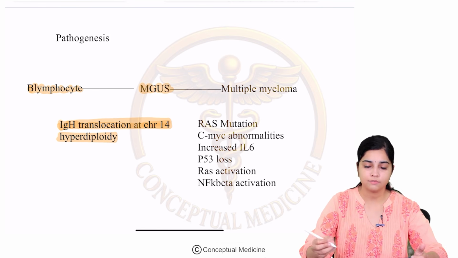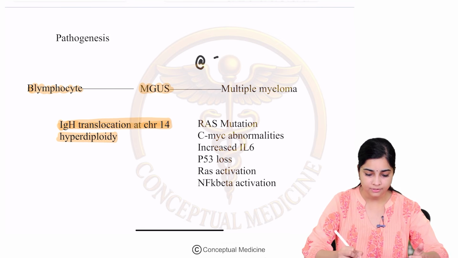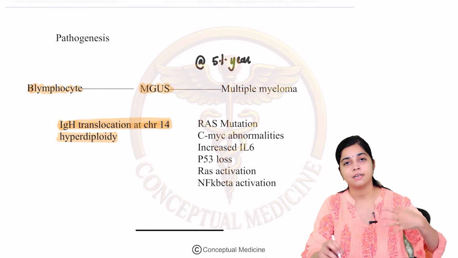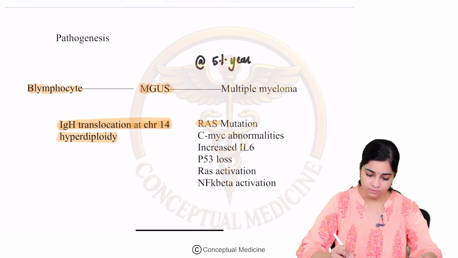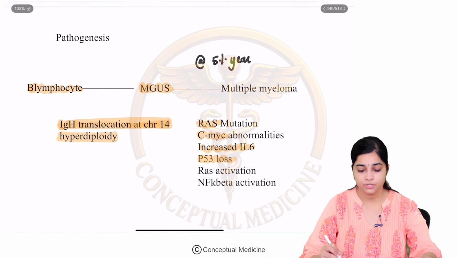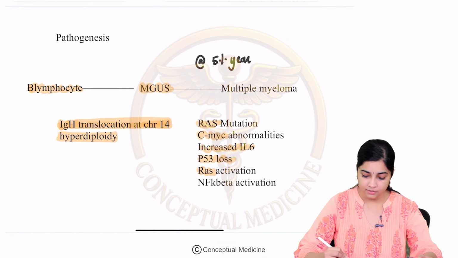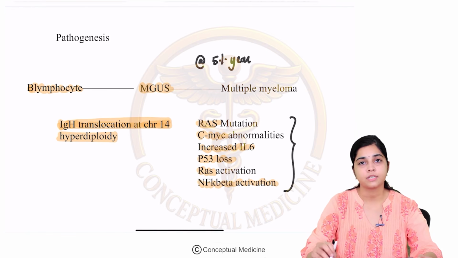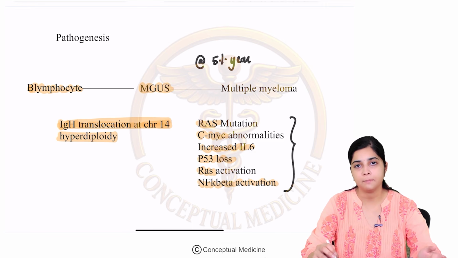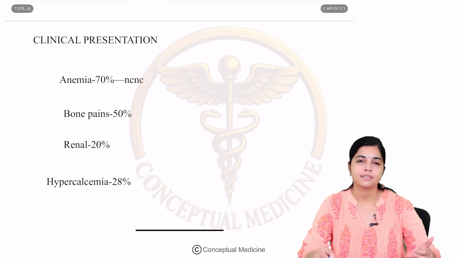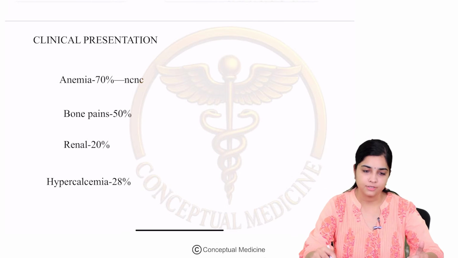Now, MGUS is converted into multiple myeloma at a rate of around 5% per year, and if this has to happen, then there are certain other mutations which contribute to it, including a RAS or a C-MYC abnormality, increased interleukin 6, the loss of the tumor suppressor gene P53, activation of RAS or NF kappa B activation. So, these are some of the mutations which are associated with an increased risk of transformation of MGUS into multiple myeloma.